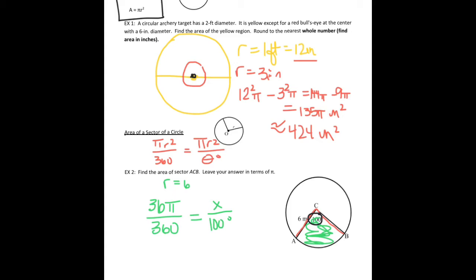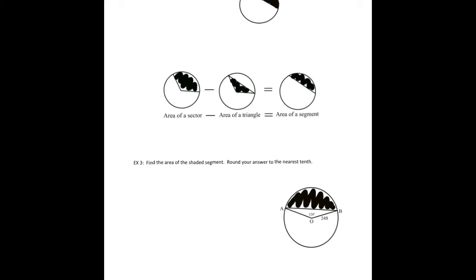And then you just cross multiply. So 100 times 36 is 3600 pi equals 360x. Divide both sides by 360. And I see that 10 pi equals the sector. All right. Let's do another example for that kind of question. I guess it is the last example.